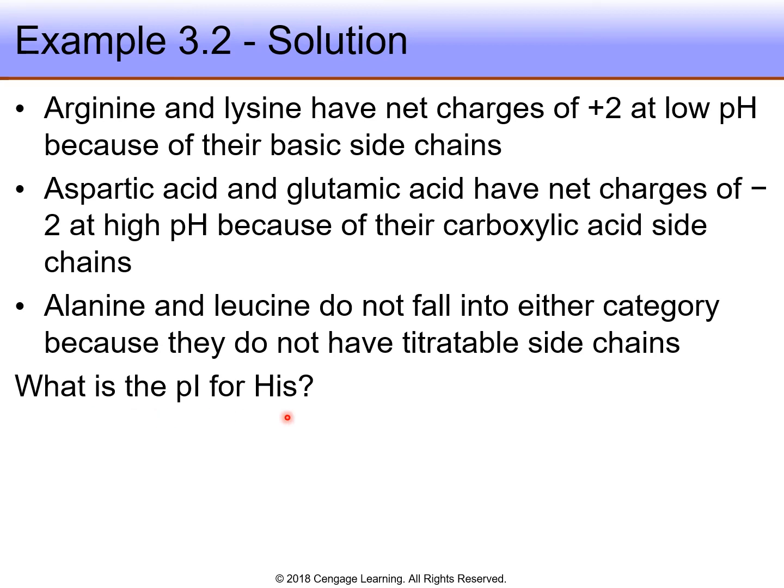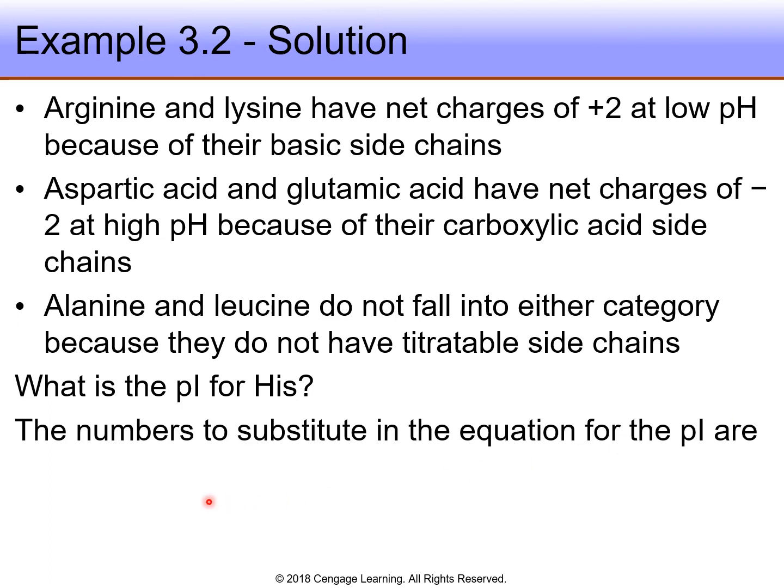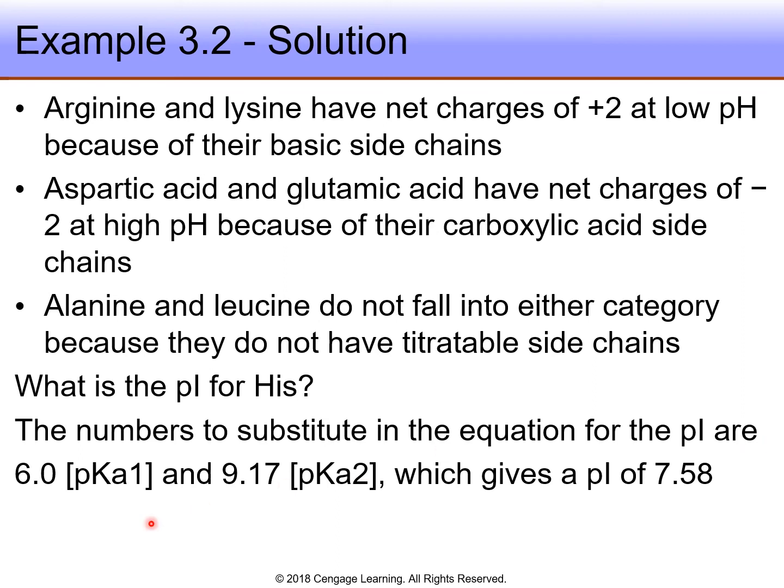What is the pI for histidine? Now the numbers to substitute in the equation for the pI are 6 for pKa1 and 9.1 for pKa2, which gives a pI of 7.58. So this is the pI.